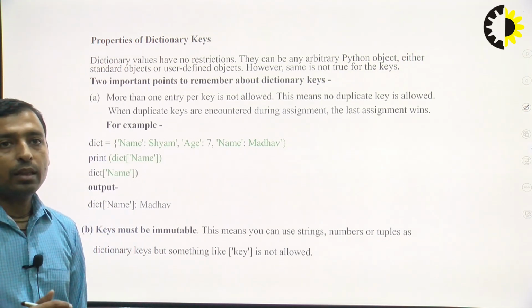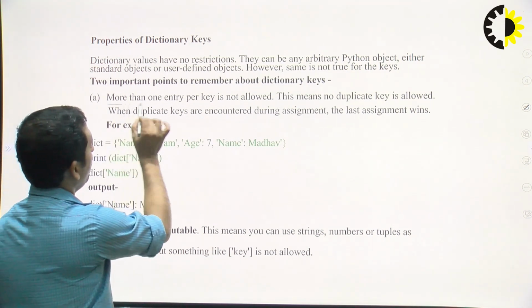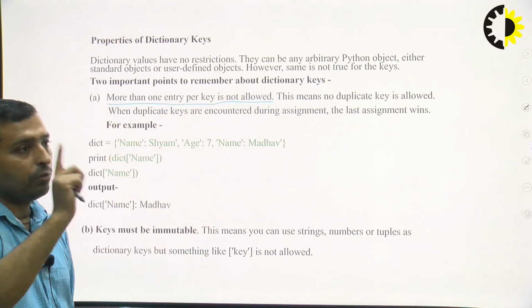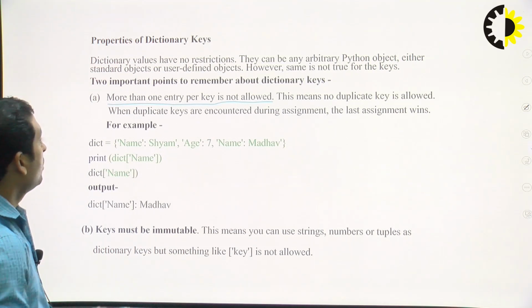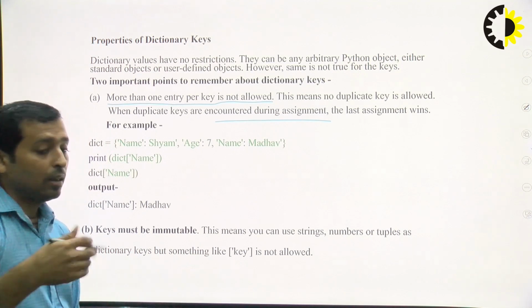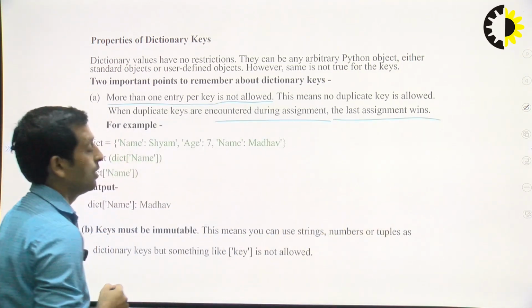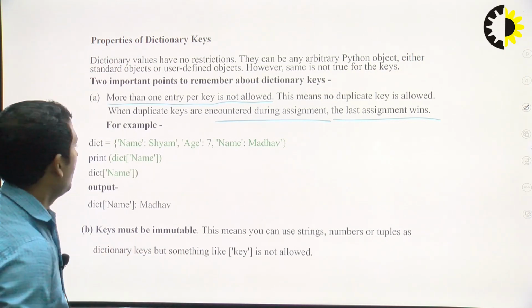More than one entry per key is not allowed. One key, one value. This means no duplicate key is allowed. When duplicate keys are encountered during assignment, the last assignment wins. If we assign the same key multiple times, then the last assignment will win.